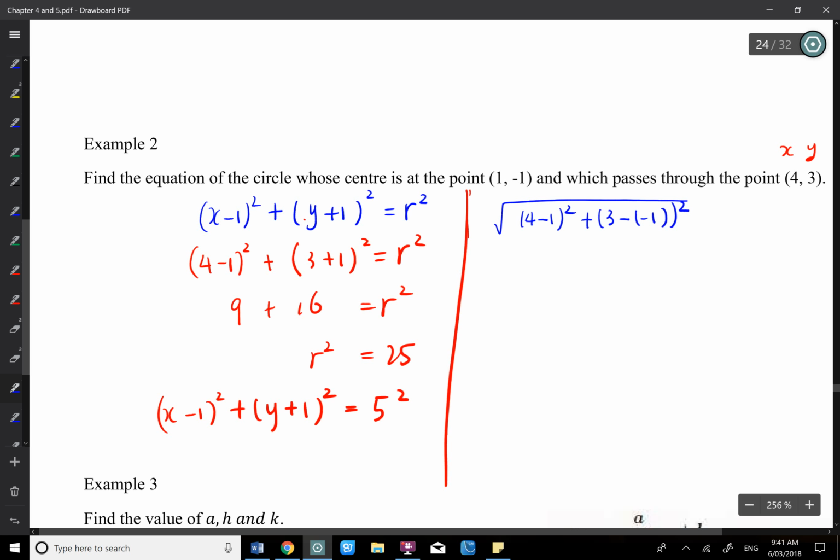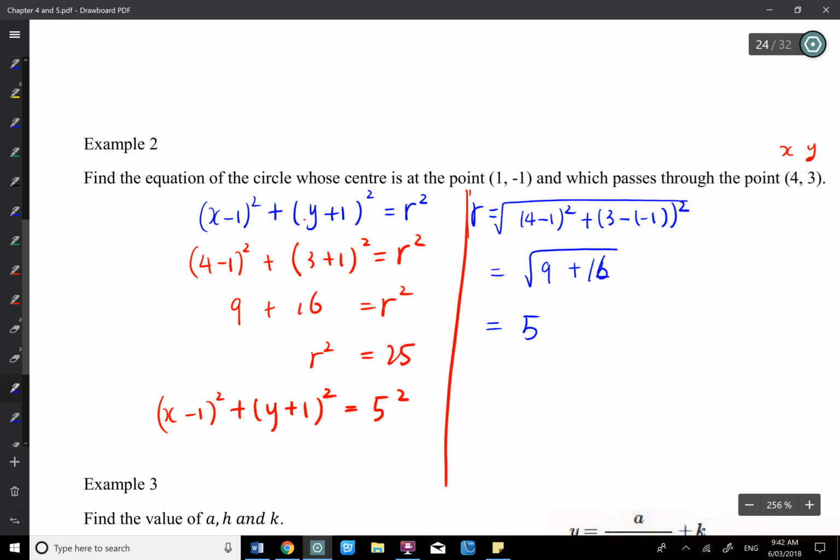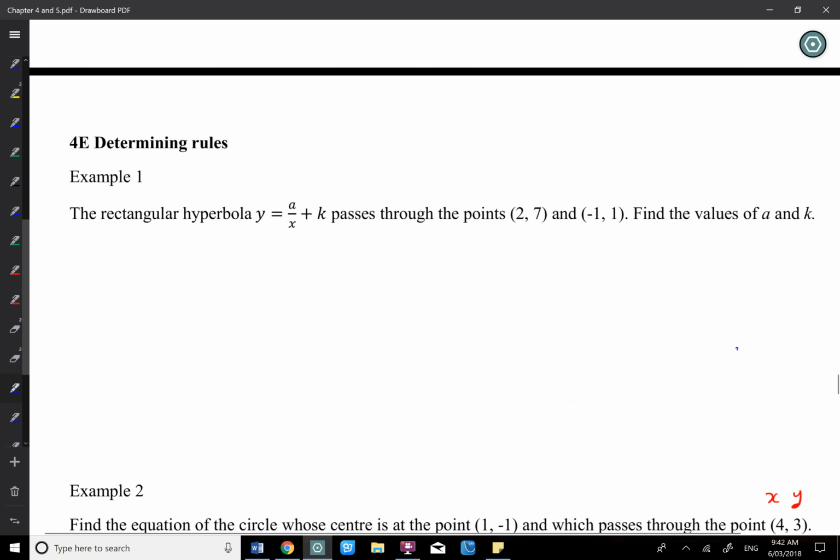So y2 minus y1, x2 minus x1 squared. We have 9 plus 4 squared, which is 16, and then square root. And that will be 5. So the radius will be 5 here as well. Okay, so that's example 2.